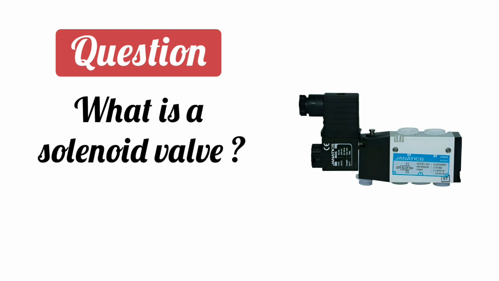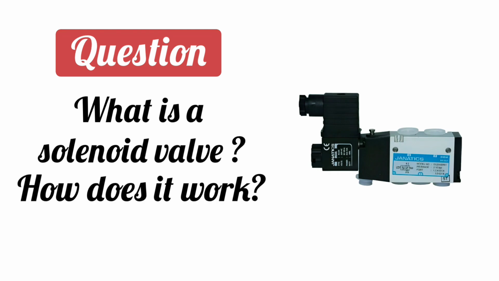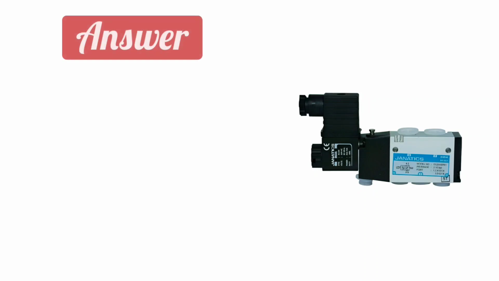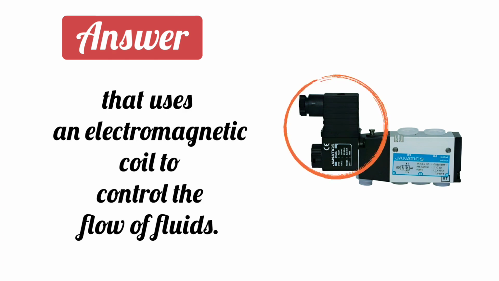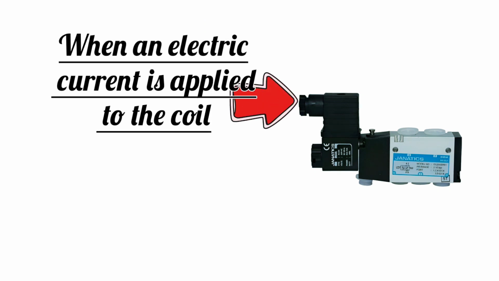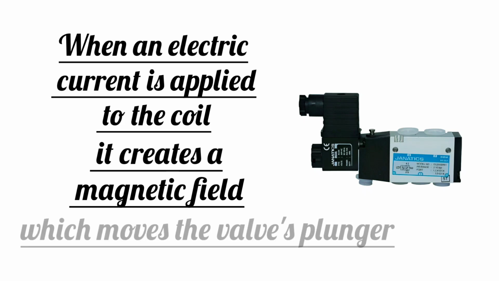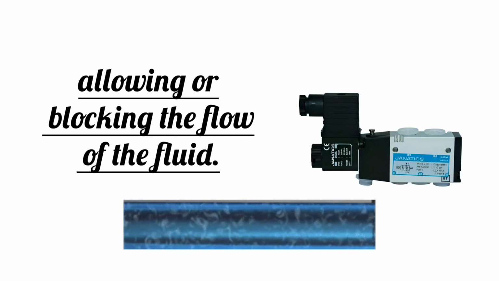Next question is, what is a solenoid valve, and how does it work? Answer is, a solenoid valve is an electromechanical device that uses an electromagnetic coil to control the flow of fluids. When an electric current is applied to the coil, it creates a magnetic field, which moves the valve's plunger, allowing or blocking the flow of the fluid.